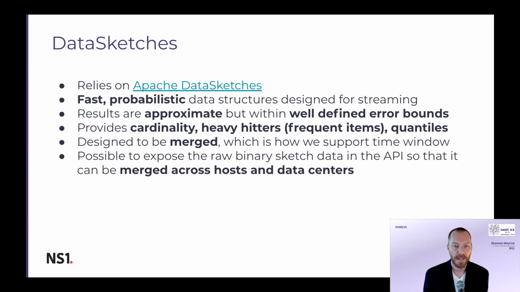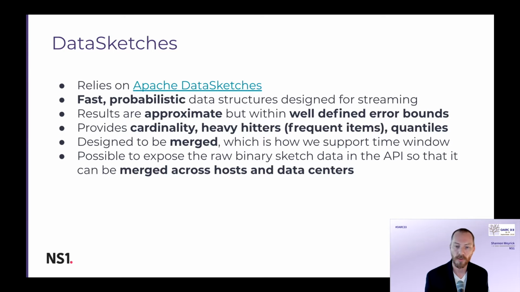So the data sketches, again, rely on the Apache DataSketches library. What data sketches are, these are fast, probabilistic data structures designed for streaming. You feed it big data essentially, and it summarizes for you in real time. What probabilistic means is that all of the results wind up being approximate, right? So if you need a tool that's giving you exact counters, data sketches are not the right tool. But if you only need a summary, if you're okay with approximations, then they're excellent. And the approximations are within defined error bounds, right?